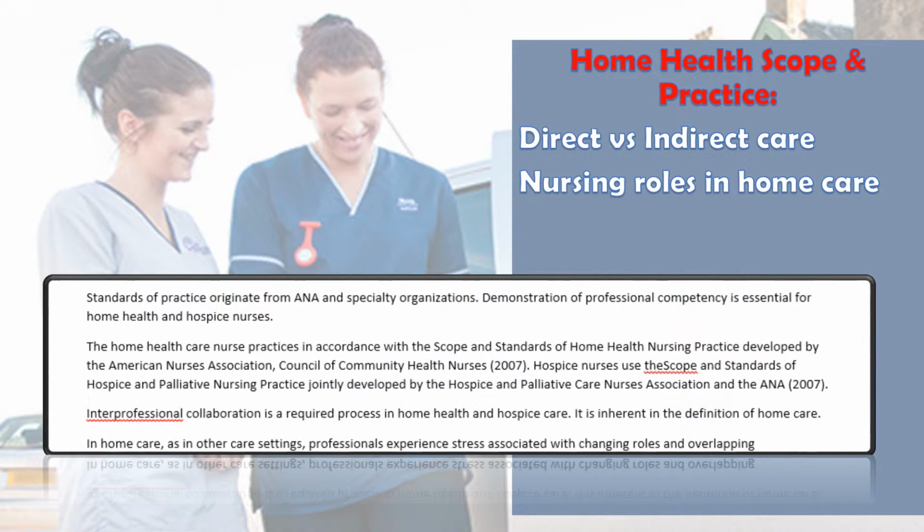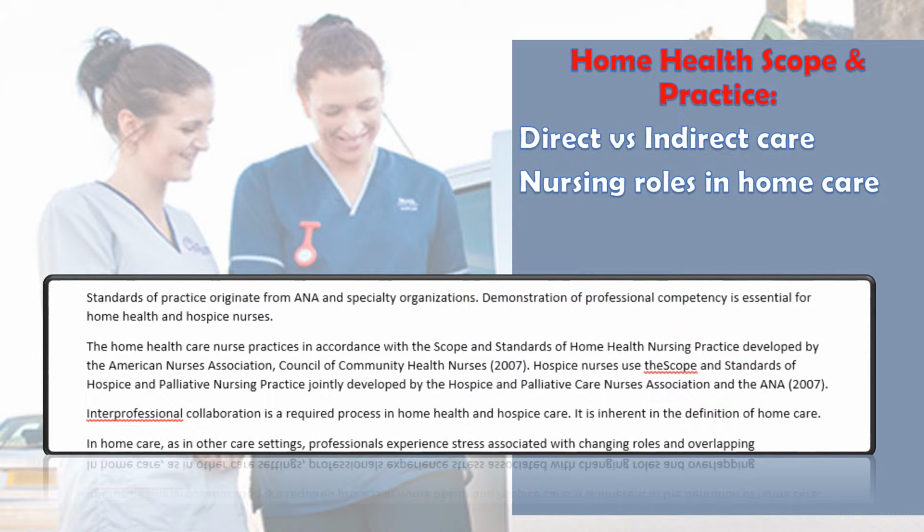Standards of practice for home health agencies are going to come from the ANA and other specialty organizations. Nurses must demonstrate professional competencies both as a home health and a hospice nurse. Home health care practices in accordance with the scope and standards of home health nursing practice were developed by the ANA together with the Council for Community Health Nurses. Hospice nurses use the scope and standards of hospice and palliative nursing practice that were jointly developed between the ANA and the Hospice and Palliative Care Nurses Association.